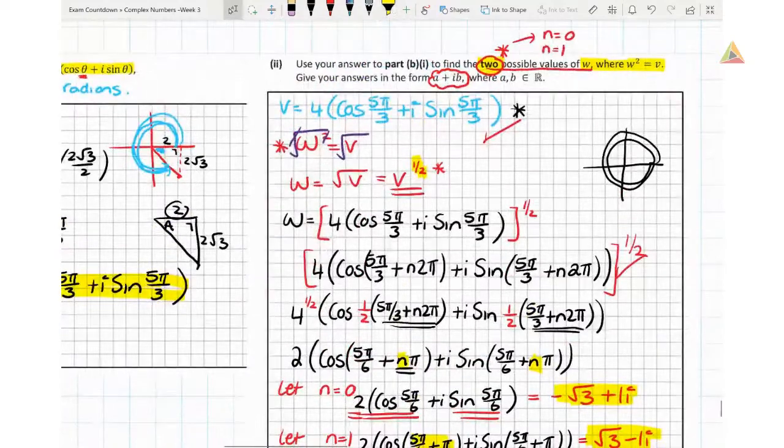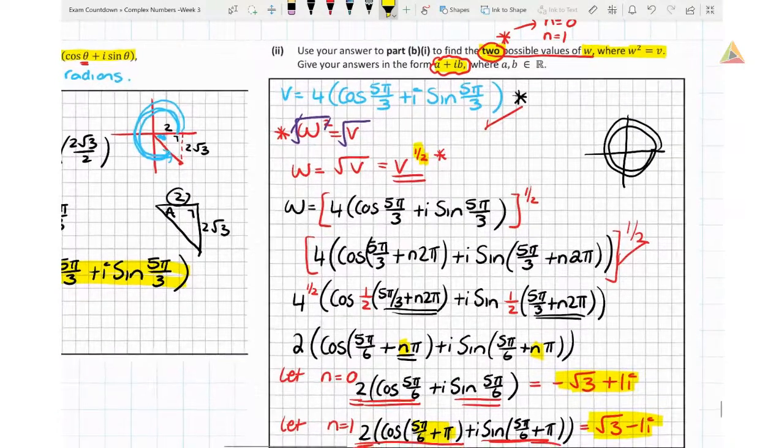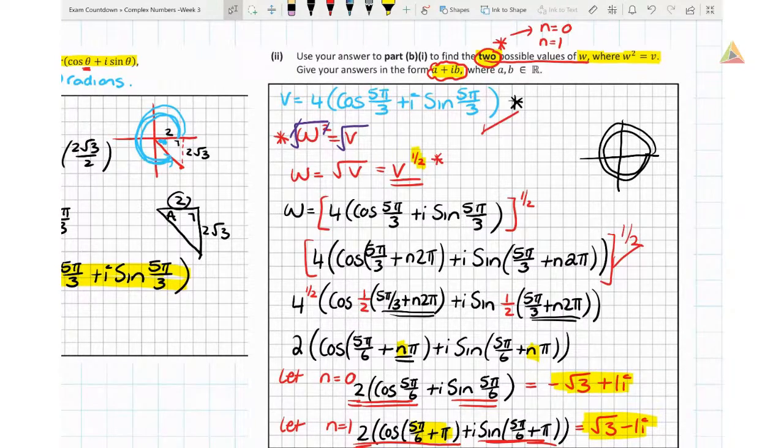And just check that we've answered the question. Always go back and check that you've answered the question. We found our two possible answers, and we gave our answer in the form a plus bi. Okay, so hopefully that was of some help to you. We've gone through two questions there.